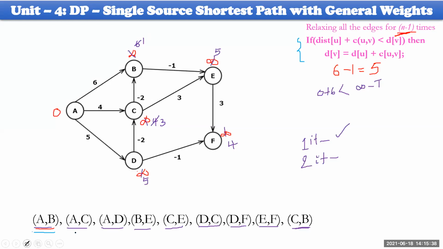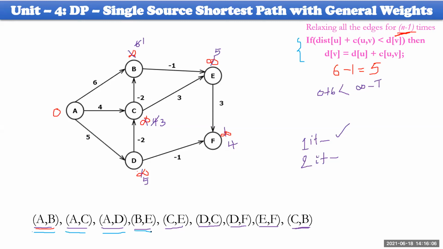Then A to C, in the sense this one. So distance of A equal to 0 plus cost of A to C is 4. So 0 plus 4 equal to 4. 4 is less than 3, which is false. Already it is 3, so keep as it is. Next edge is A to D. Distance of A equal to 0, cost of A to D equal to 5. Already it is 5, so there is no change at all.